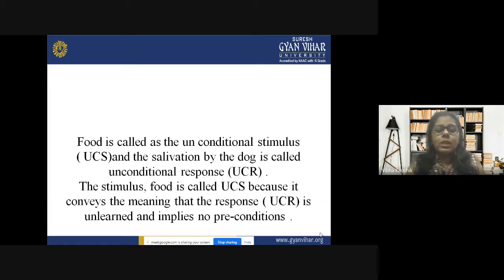The stimulus food is called UCS because it conveys the meaning that the response UCR is unlearned and implies no preconditions. Means it's a natural process. As the food is presented before any organism or put in the mouth of any organism, the organism will salivate. That's why he is calling the response UCR unlearned and implying no preconditions.